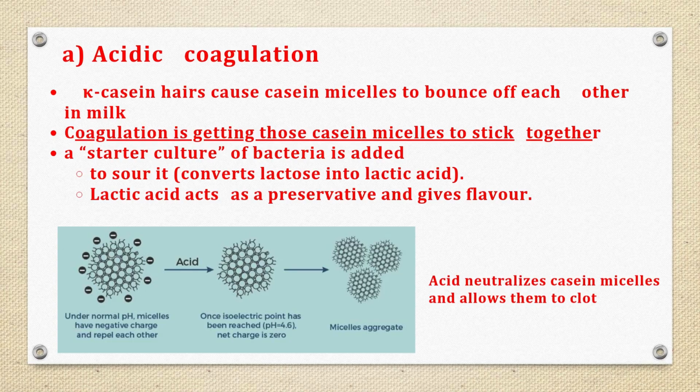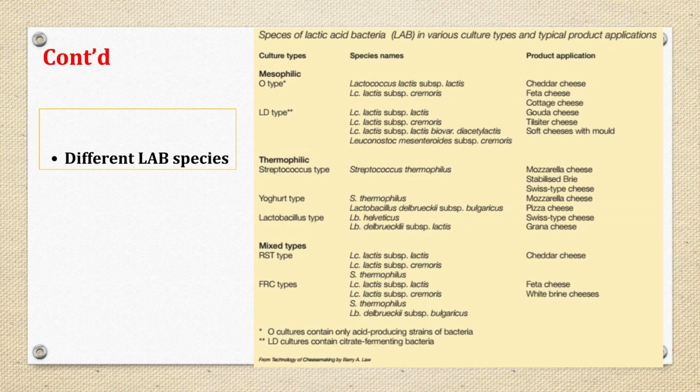A starter culture of bacteria is added to sour the milk. These amazing little bacteria convert lactose into lactic acid. This lactic acid acts as a natural preservative and also gives the cheese its initial flavor. Most importantly, the acid neutralizes the negative charge on the casein micelles, which allows them to clot together. What's really fascinating is that different species of lactic acid bacteria, or LAB, result in completely different types of products.